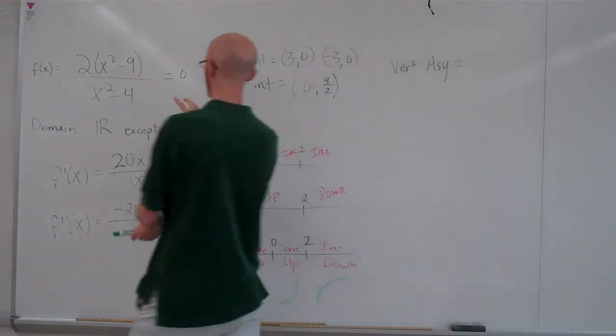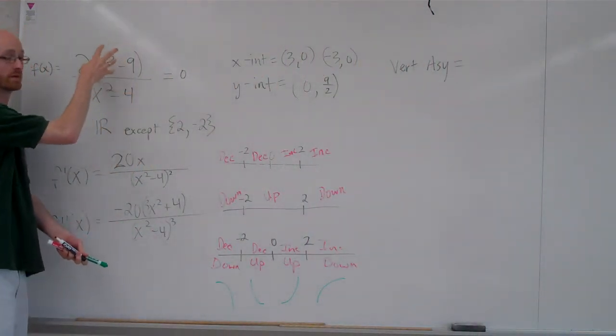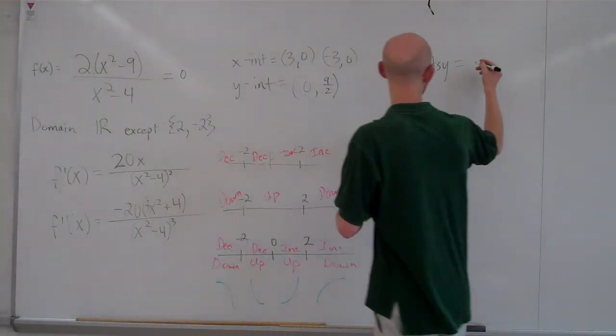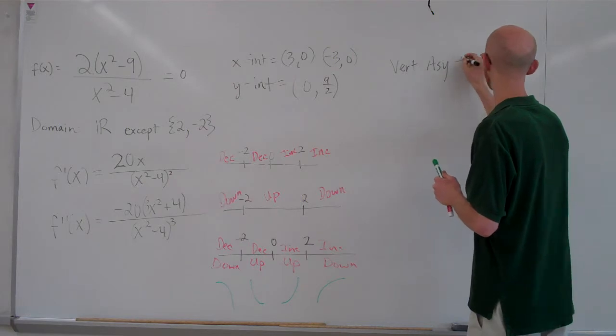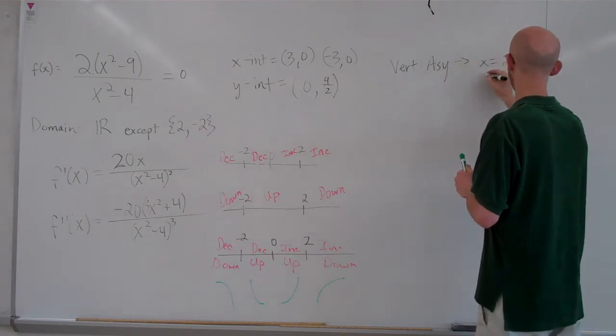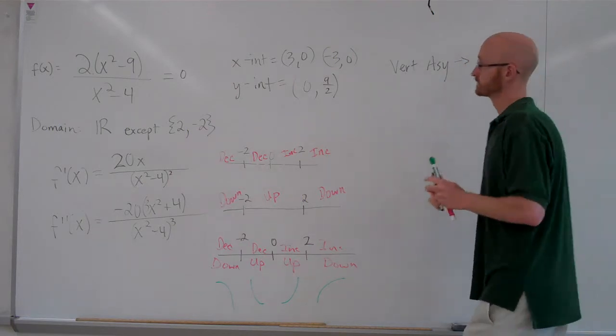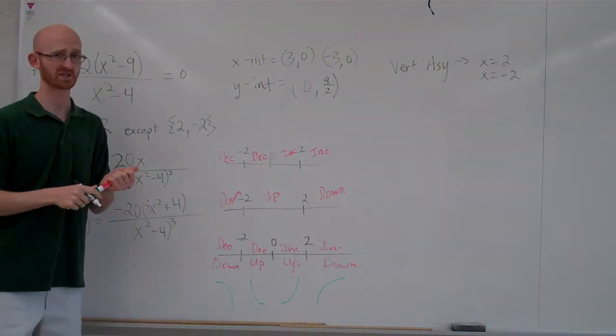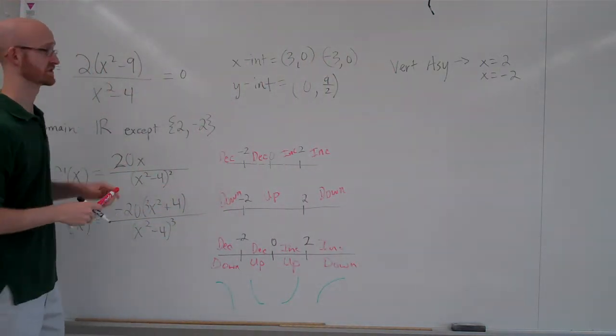If you go in to find when the denominator equals 0 but the numerator does not, you'll find vertical asymptotes at x equals 2 and x equals -2. Right? That's when the denominator equals 0. Notice I said the denominator equals 0 but the numerator does not.